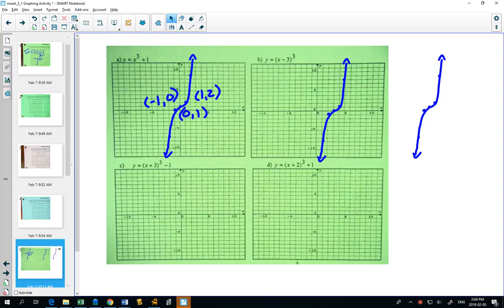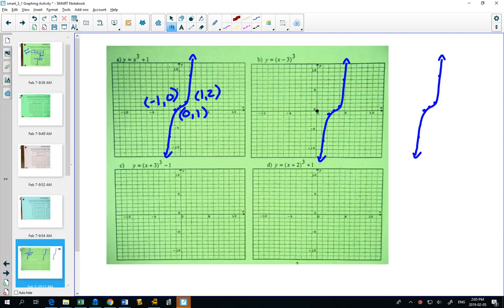The reason for that is, if you think of this point that was at (0, 0), your y value is at 0, what x value would keep it at 0? Would it be a -3 or a +3 to make it equal to 0? It would be a +3, so (3 minus 3) cubed would still be 0.